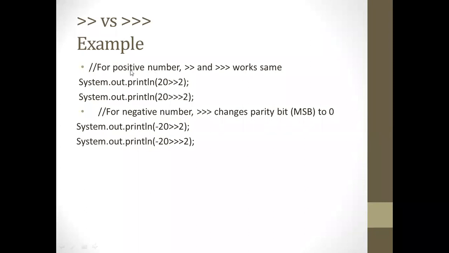So basically, this operator will work the same if we are working with a positive number. But if we use this particular shift operator for a negative number, then it will change its parity bit, the MSB bit, to 0. We will be discussing later on the exercise on this particular part, how it is working on this type of operator.